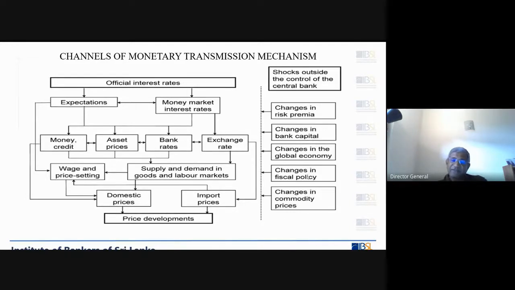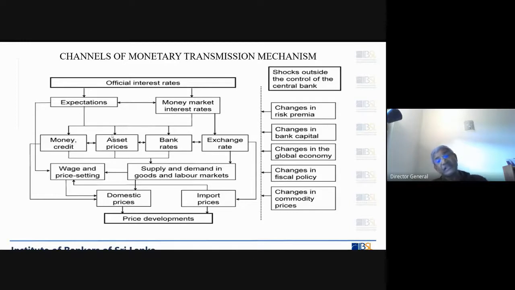Changes in fiscal policy. Here, these days, if we look at the Sri Lankan environment, both the fiscal policy and monetary policy are expansionary. Government is cutting tax rates and giving subsidies and encouraging people, and also firms, to spend more and invest more. Monetary policy is also supporting that by cutting interest rates.